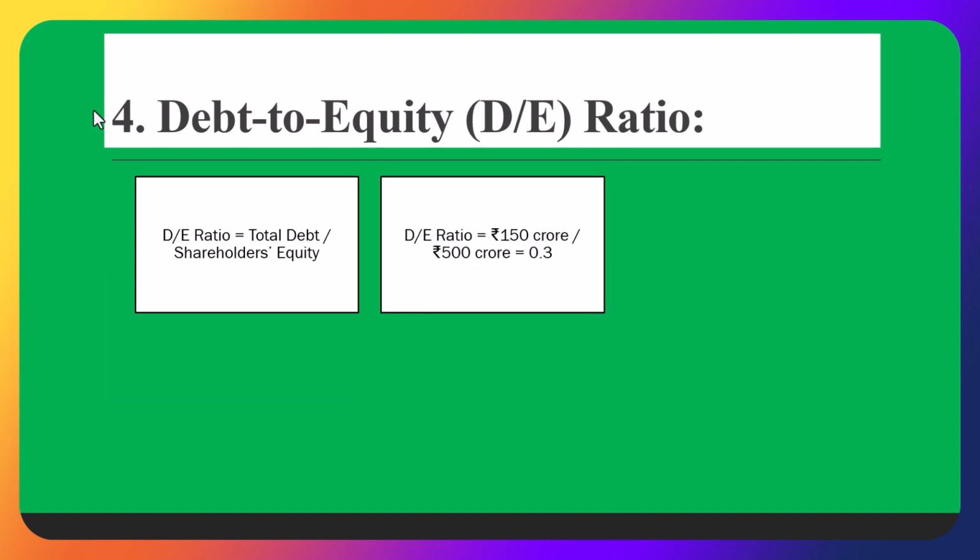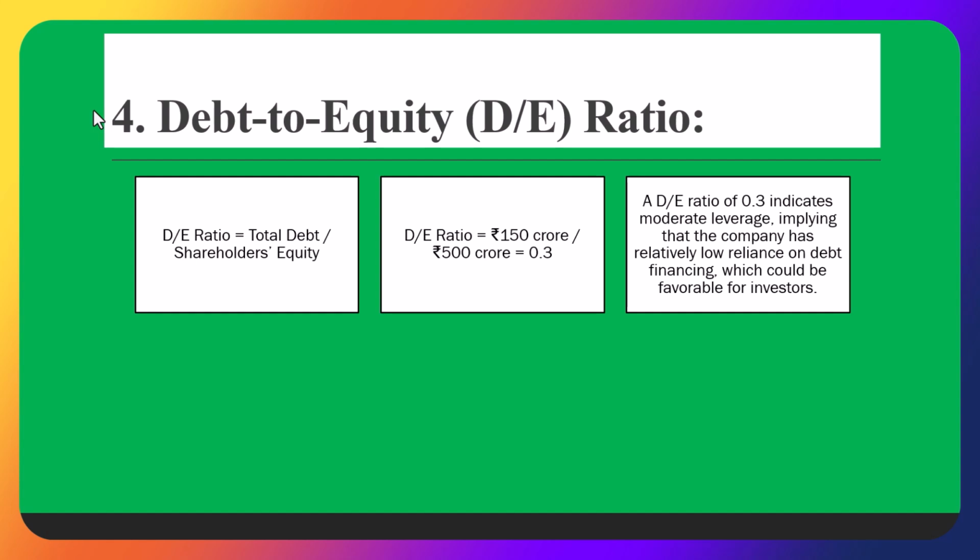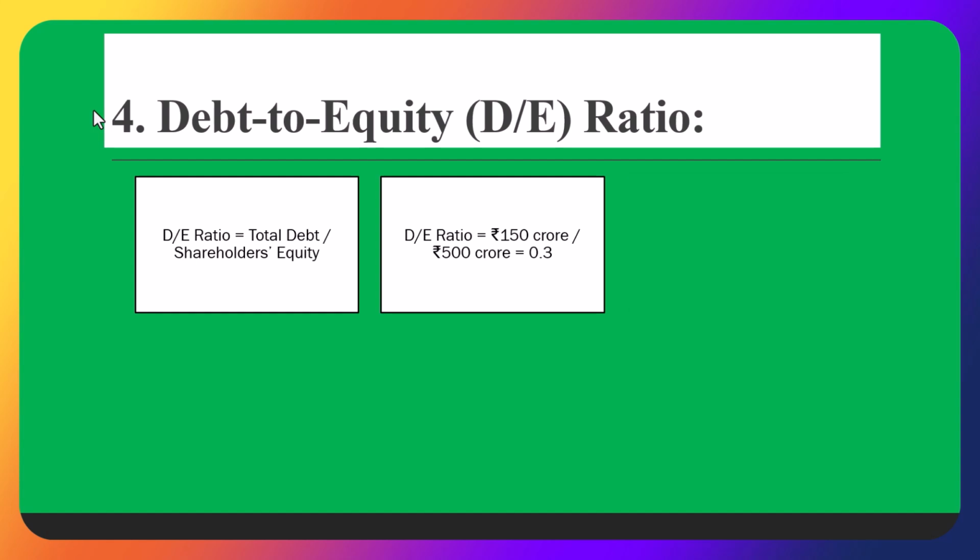Debt to equity ratio. The debt to equity ratio can be calculated by dividing total debt by shareholders' equity. So here the debt to equity ratio is 150 crores divided by 500 crores, which gives us 0.3. Now, a debt equity ratio, if it is as low as possible, is good, because the company is not relying more on debt, it is relying only on equity. So the company is not becoming very risky.